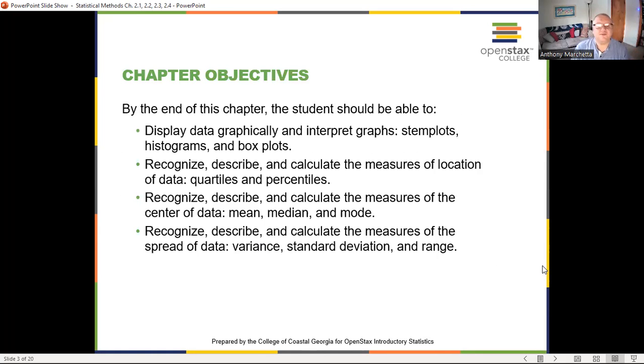Here are the objectives. By the end of this chapter, students should be able to display data graphically and interpret graphs, recognize, describe, and calculate the measures of location of data, recognize, describe, and calculate the measures of center of data, and recognize, describe, and calculate the measures of spread of data. Those second 2 objectives are actually reserved for next lesson. This lesson is chapters 2.1 through 2.4, so it's really the first 2 objectives, but it goes in connection with the rest of Chapter 2, which we're going to have a lecture on Wednesday about.